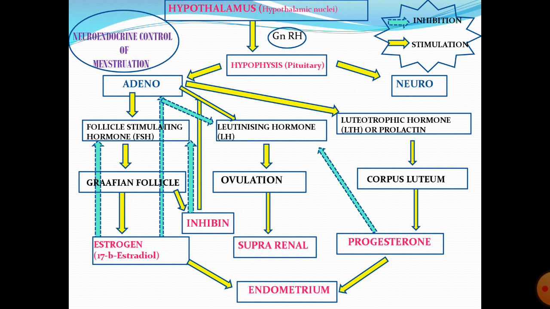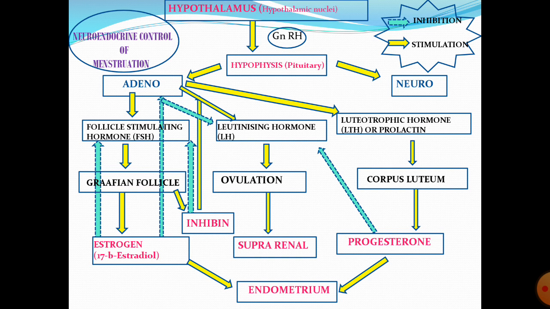Then, inhibin is another hormone produced by the Graafian follicle, which is also responsible for a fall in FSH level and stimulation of LH secretion. The maximum peak of estrogen secretion is seen about 48 hours before ovulation, that is on the 12th and 13th day, whereas the LH peak occurs about 24 to 36 hours before ovulation.